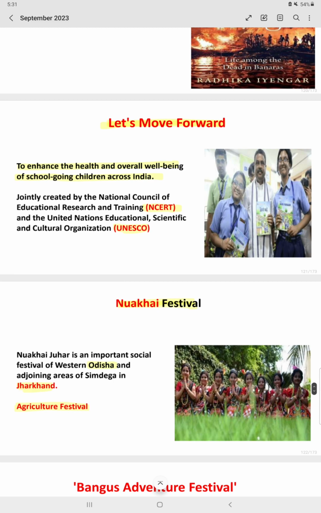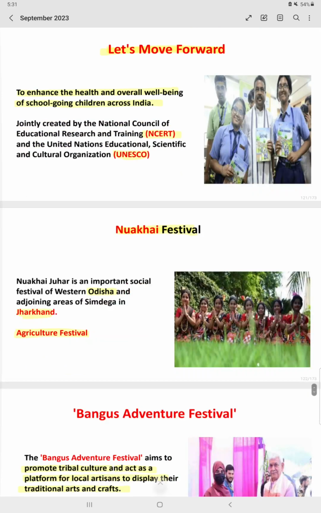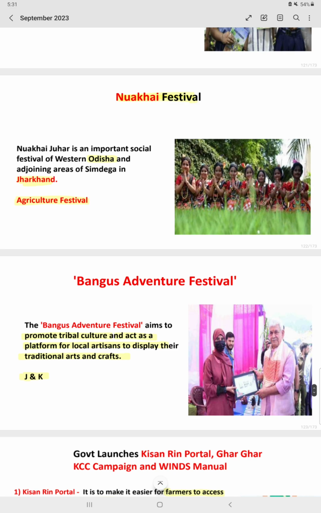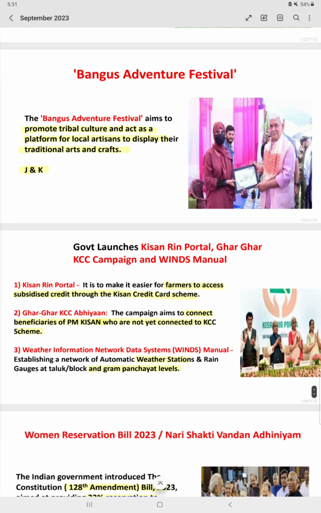Let's move forward. This is a campaign that is run by NCERT and UNESCO, mainly to ensure that the children's overall well-being and health. Then we have the Nuakhai Festival. Nuakhai Festival is an agriculture-based festival in Odisha and Jharkhand. Then we have Bangu's Adventure Festival. This is a tribal festival that is generally celebrated in Jammu and Kashmir.